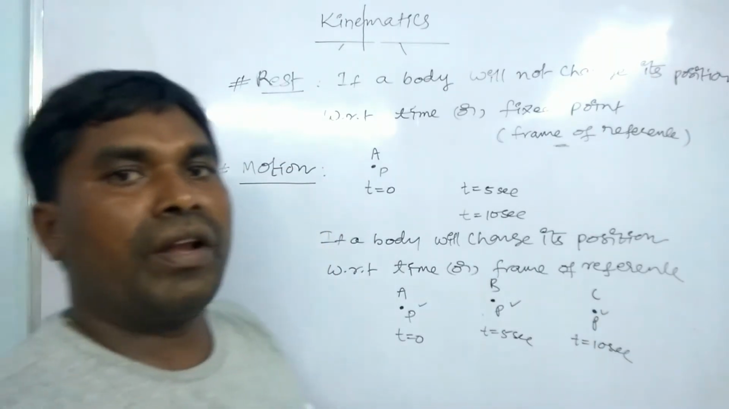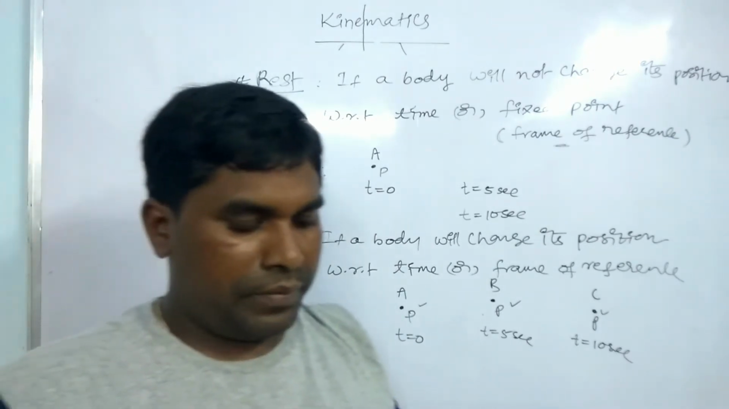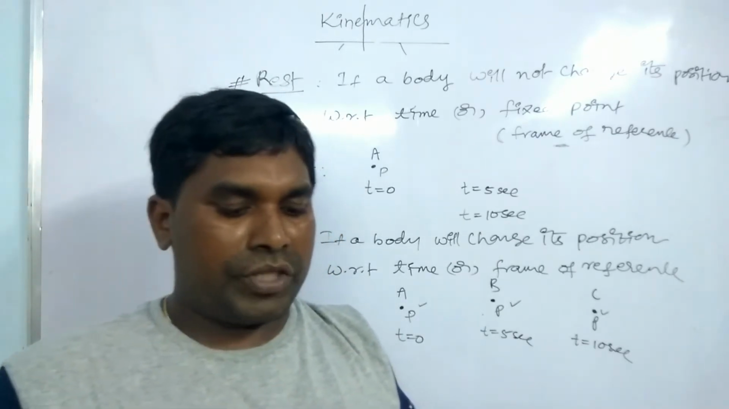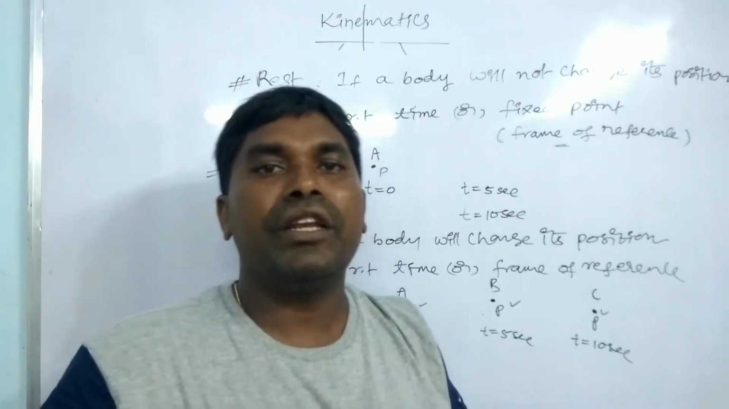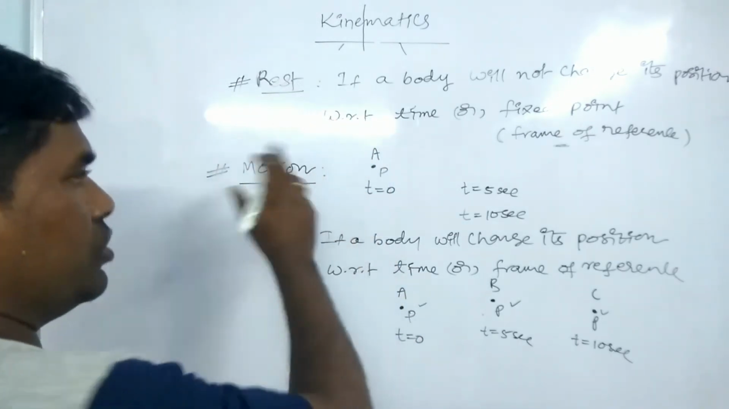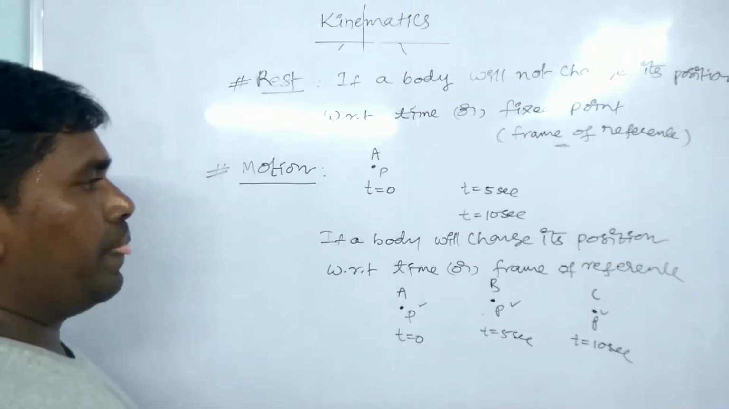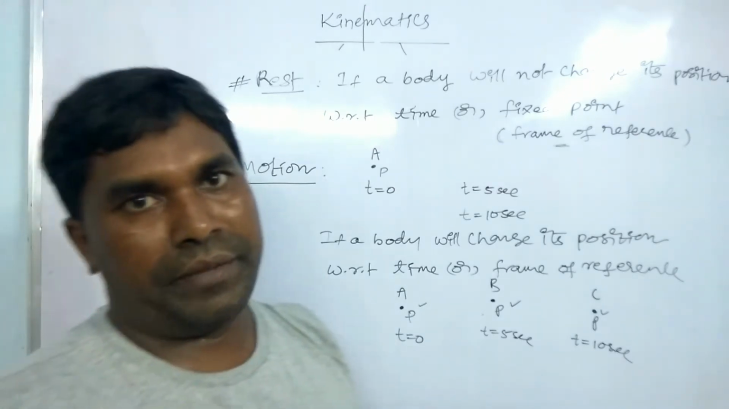So if a particle does not change its position with respect to time, then it is said to be at rest. If the particle changes its position with respect to time, then it is said to be in motion. So this is the variation between rest and motion. Understand? Right. So now we have to learn about the displacement and the distance of a body.